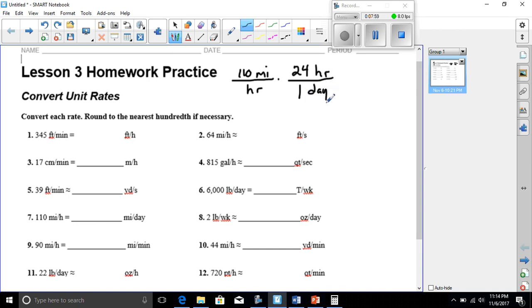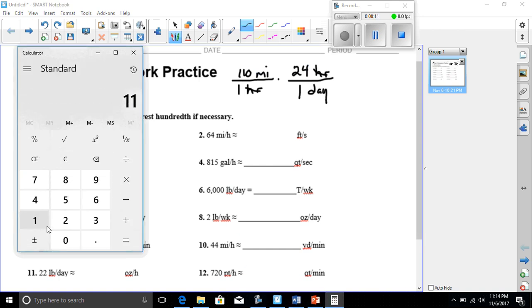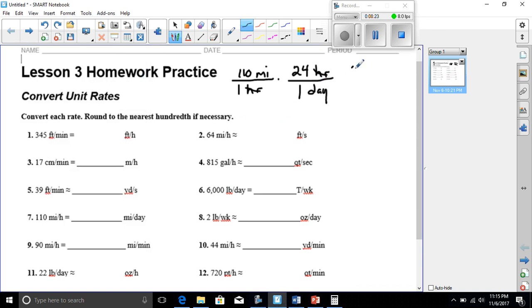If I do this, I can cross out my hours. That's going to be 110 times 24. Let's see, 110 times 24 is going to equal 2,640. I'm sorry, that's miles. In one day.